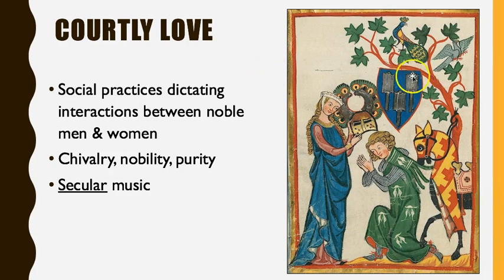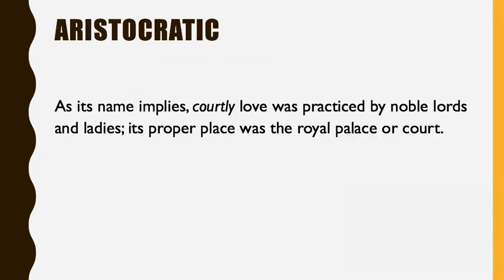You can see here a medieval illustration of two members of the nobility practicing this social practice of courtly love. The man is offering himself to her, showing humility and respect. He seems to have given her some sort of gift right here. We can see he's got a horse and a coat of arms, so we know that they're both members of the nobility. You can think of the knight trying to woo the lady as an example.